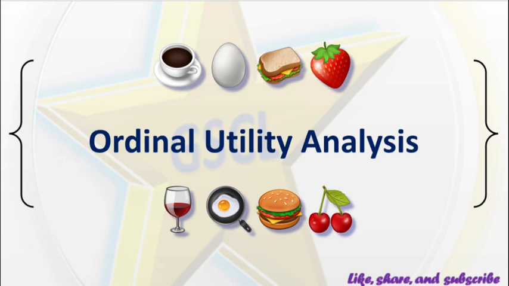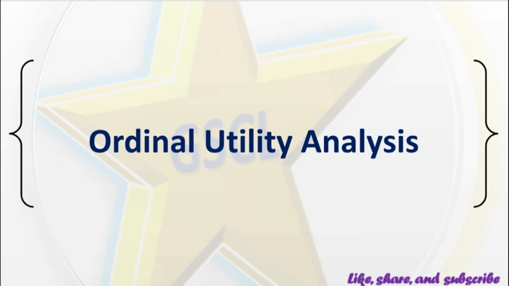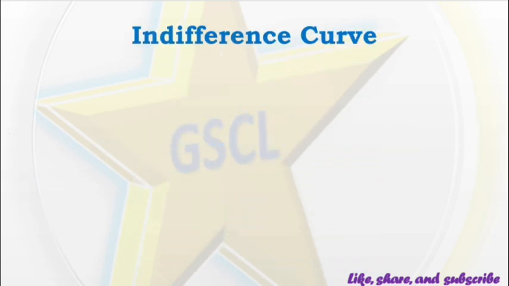This idea that we always use more than one commodity and rank them as per priority of that moment is the basis for the ordinal utility analysis. This has given rise to the concept called indifference curve. Let us know what exactly it is.